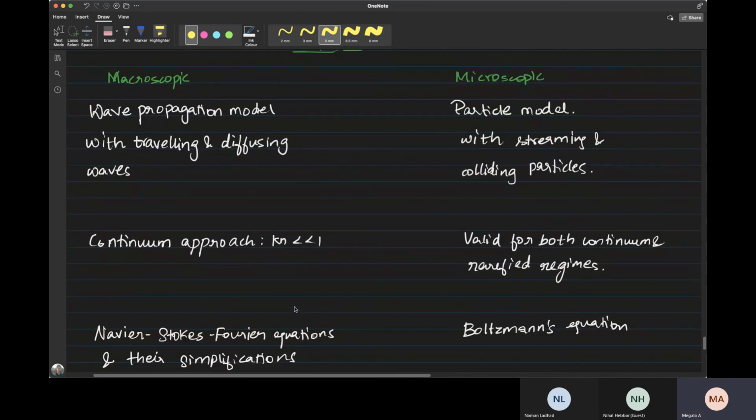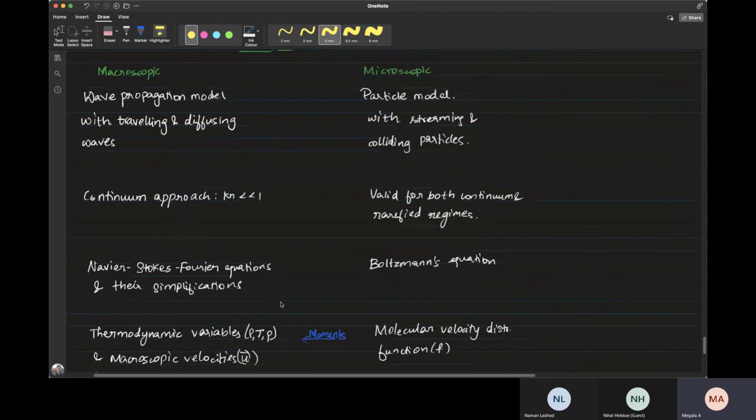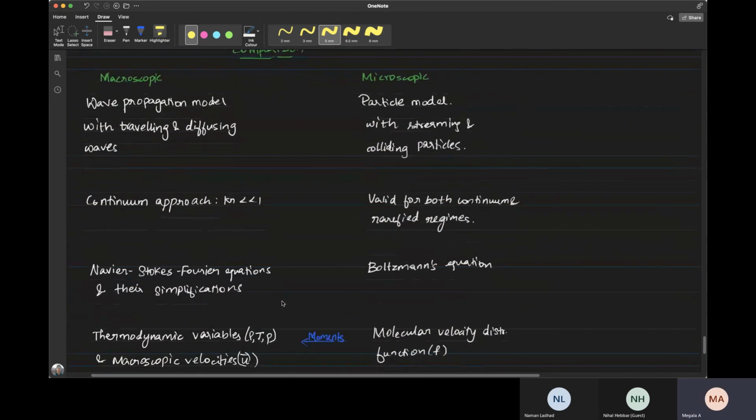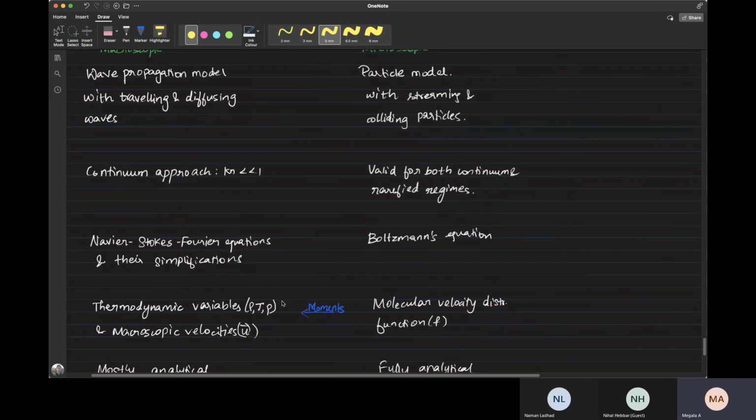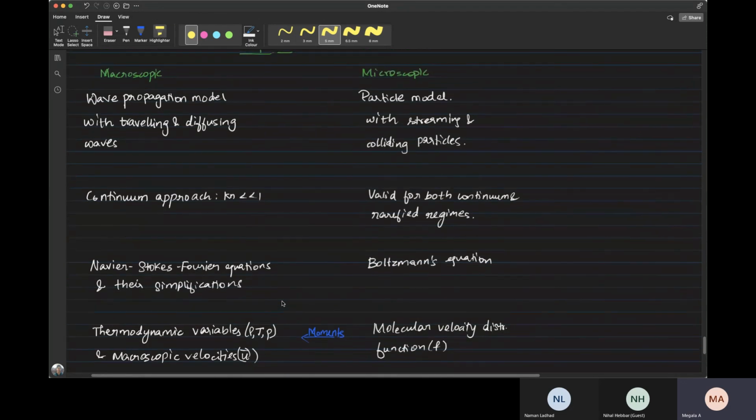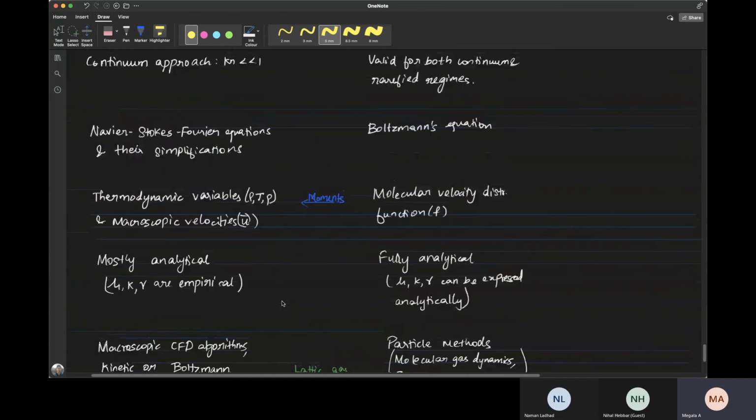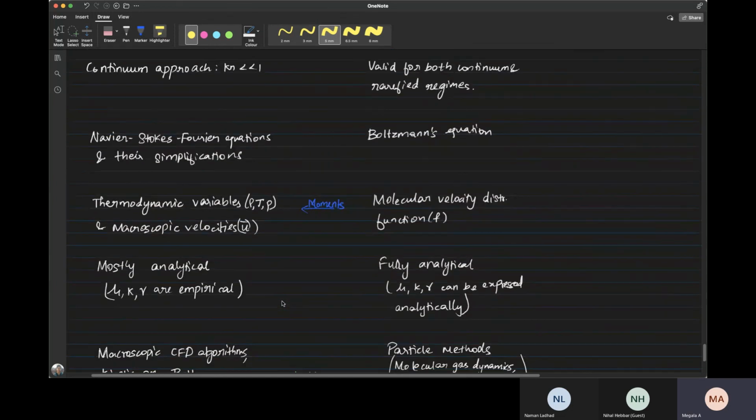Now let's make a comparison of macroscopic and microscopic descriptions. In the macroscopic scale, we use a wave propagation model with traveling and diffusing waves, whereas in the microscopic scale, we use a particle model with streaming and colliding particles. In the macroscopic scale, we have this continuum approach with Knudsen number much smaller than 1, whereas the microscopic scale approach is used for both continuum and rarefied regimes. In the macroscopic description, we have the Navier-Stokes-Fourier equations, and in the microscopic description, we have Boltzmann's equation.